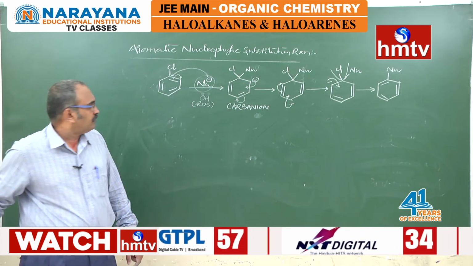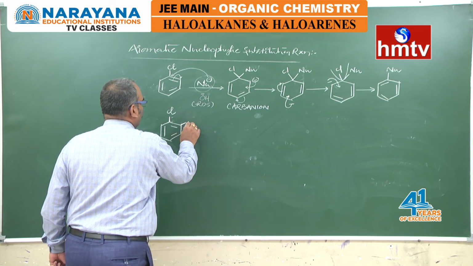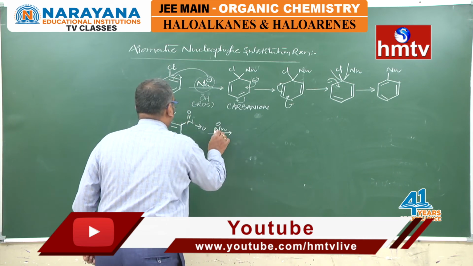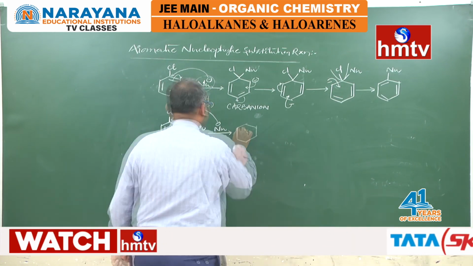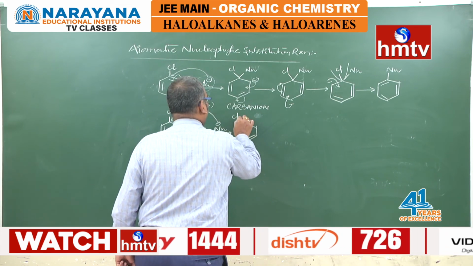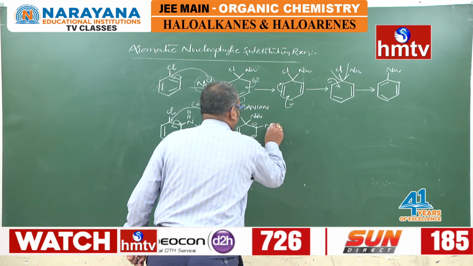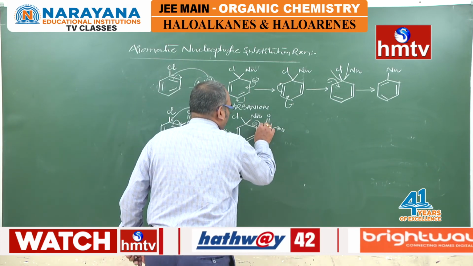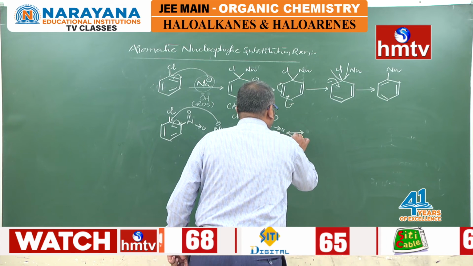Suppose you introduce an electron withdrawing group here. Nu minus is attacking this center, and the pi electrons come here, this is the double bond, this is chlorine, this is the nucleophile, and this is the negatively charged carbon which is attached to another strong electron withdrawing group at the ortho position. Now this can further move into the nitro group to give additional resonating structures.